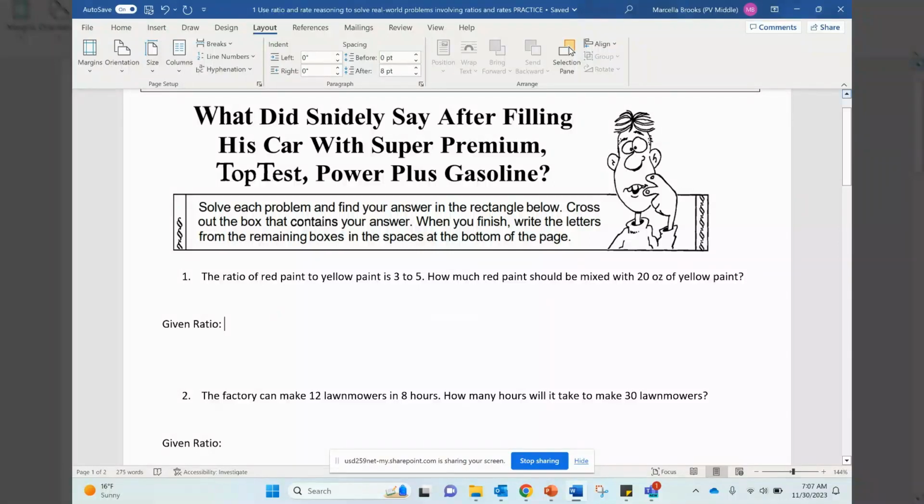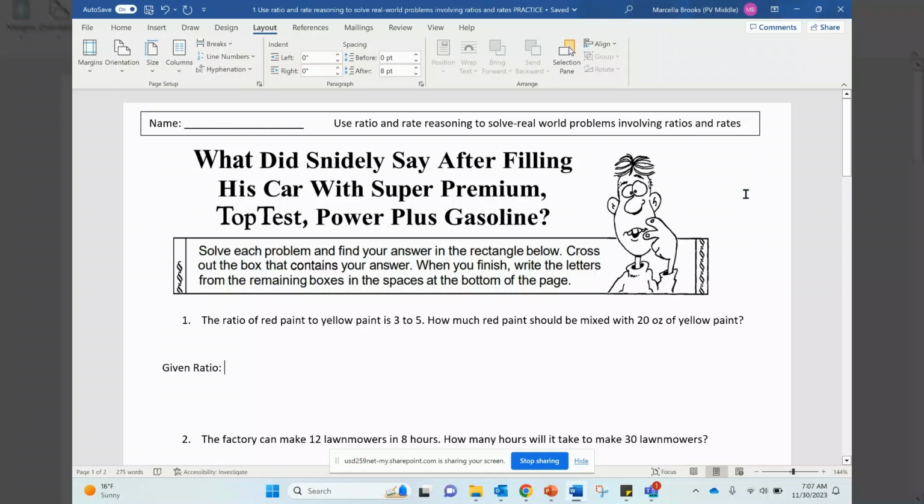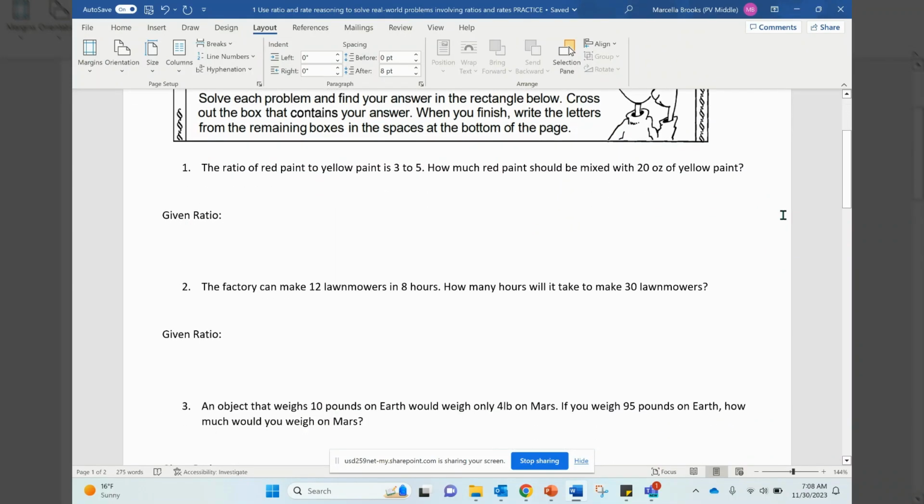All right, so here are level 3 practice questions for use unit rate reasoning, use ratio and rate reasoning to solve real world problems involving ratios and rates. So, number 1, the ratio of red paint to yellow paint is 3 to 5. So, I assume we're mixing paint here.